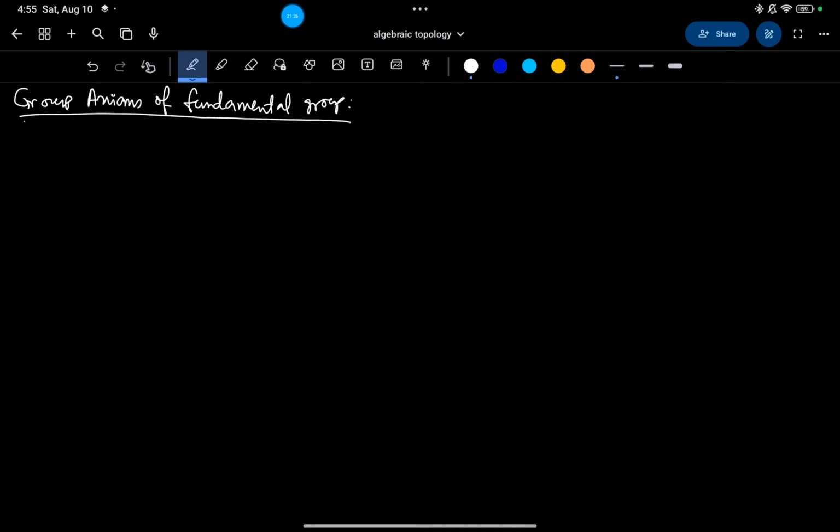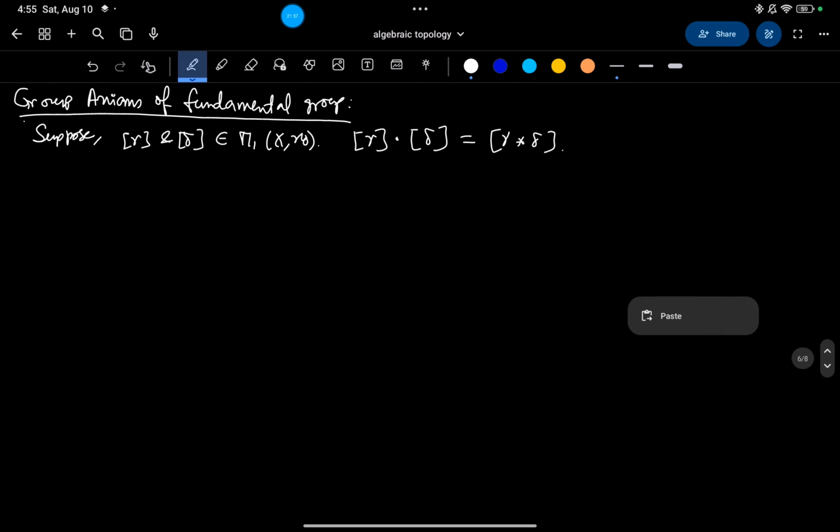So remember that, suppose gamma and delta belong to pi 1 of x comma x naught. Then the group operation is defined as gamma times delta, which is nothing but the concatenation gamma star delta. Now the first axiom that we would like to prove is associativity.